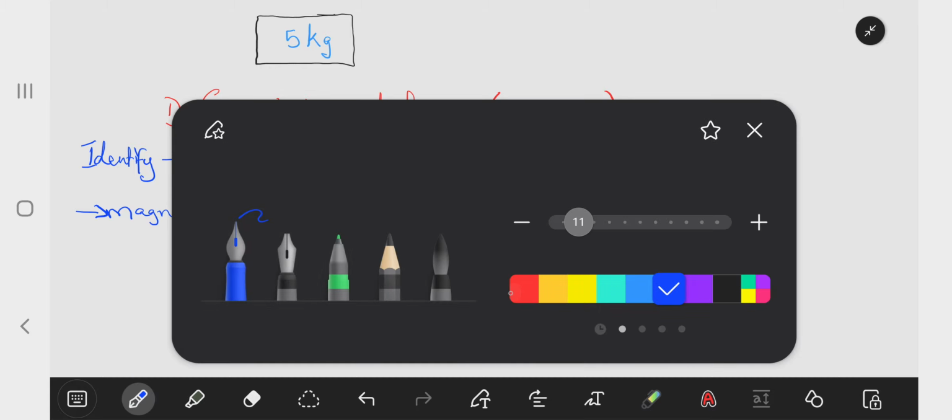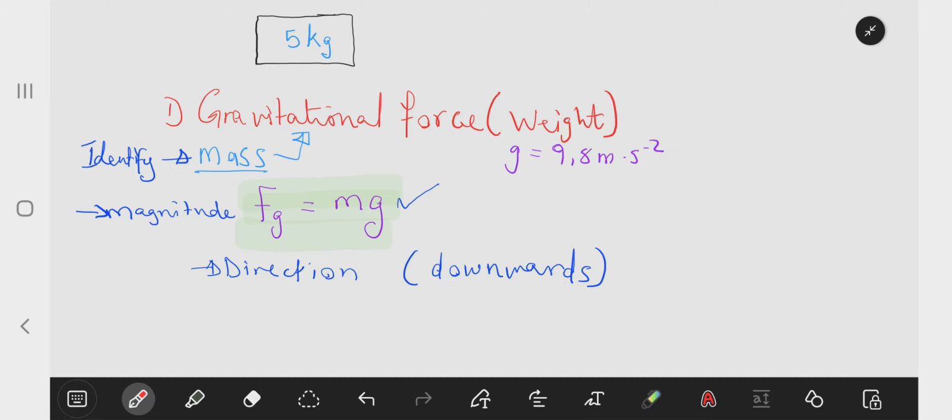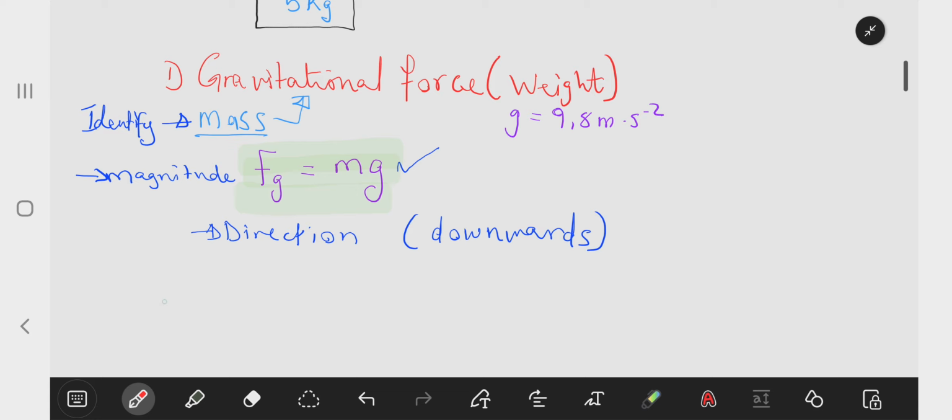so force number 2 that can act on an object is what we call normal force.